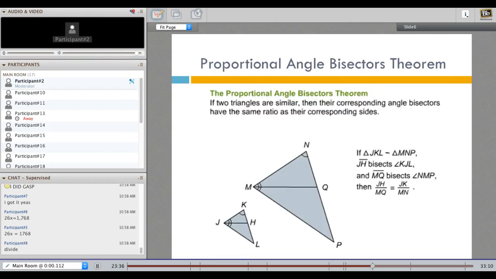All right, moving on to 3.10. We're going to talk about the proportional angle bisectors theorem. So here's what it says. It says, first of all, you have to know the triangles are similar, okay? Or if they don't tell you that they're similar, if you can prove that they're similar, then that would work as well. But you have to either be told that they are or be able to prove that they are similar. Then their corresponding angle bisectors have the same ratio as their corresponding sides.